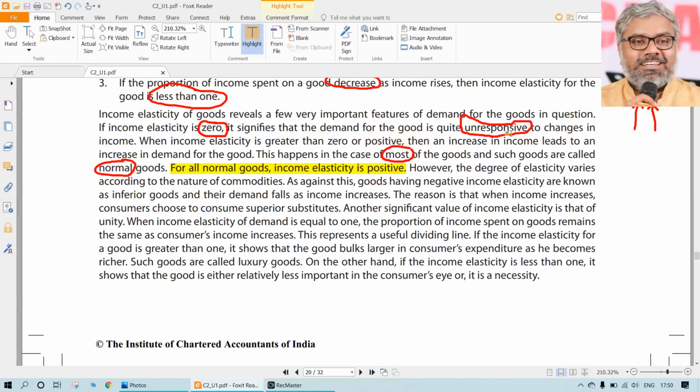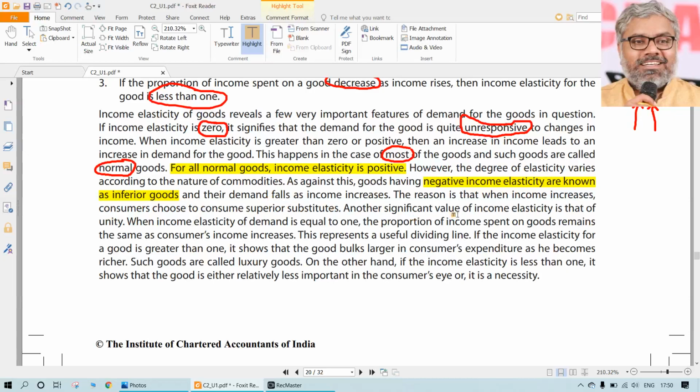For zero income elasticity, that means there is no relationship between income and demand at all. Of course, positive just means greater than zero, but it could be anything. It could be greater than zero but still less than one, or it could be more than one also. So it depends upon the degree of responsiveness. However, definitely the income elasticity is positive for many goods. Those are normal goods. Now there is another category of goods where there is a negative income elasticity, and those are generally inferior goods.